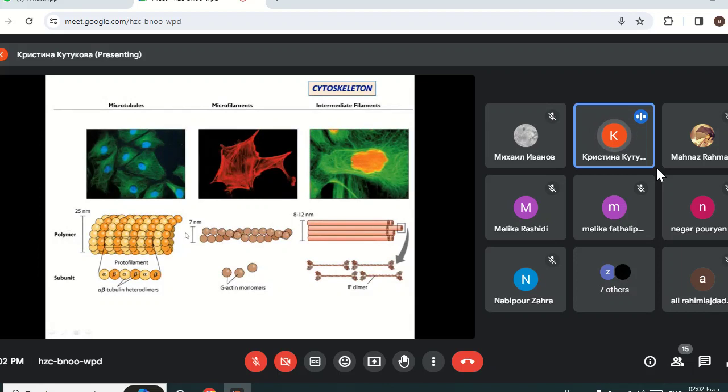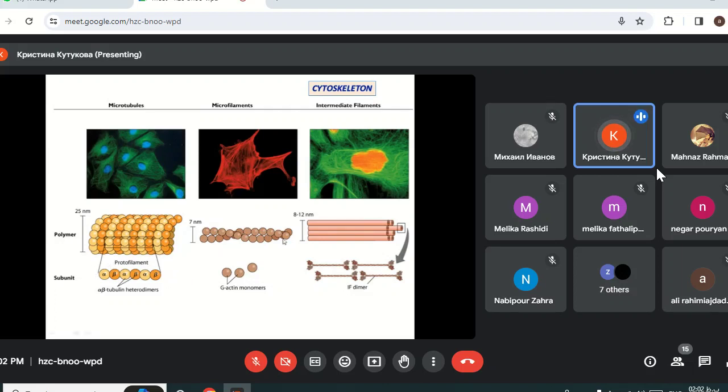So microtubules are the thickest. Their diameter is 25 nanometers. Microfilaments are the smallest. Their diameter is 7 nanometers. And intermediate ones are intermediate. In their size, they are 8 to 12 nanometers. So all of them are present in every cell. Cells are shown in the upper panel.